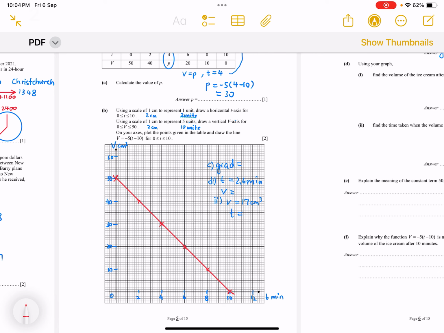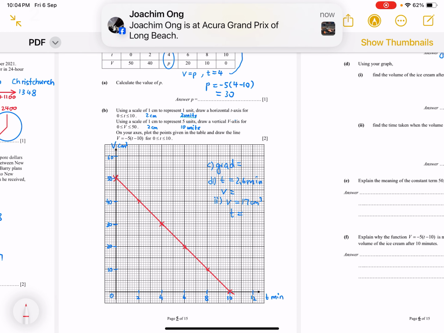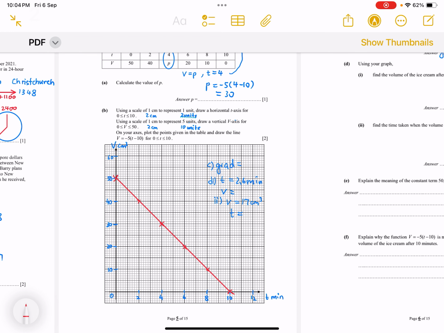Then they ask us for the gradient of the graph. Gradient is the height over the base of the right angle triangle. The height of the right angle triangle is 50, but the line slopes downwards, therefore the gradient is negative 50 over 10, which is negative 5.